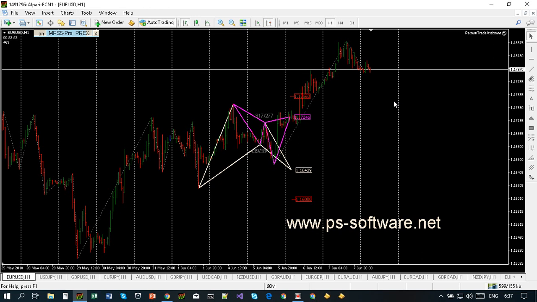Okay, first of all, I will explain how I do the identification step. The identification step is done very simply. I simply run my newest MPS software.